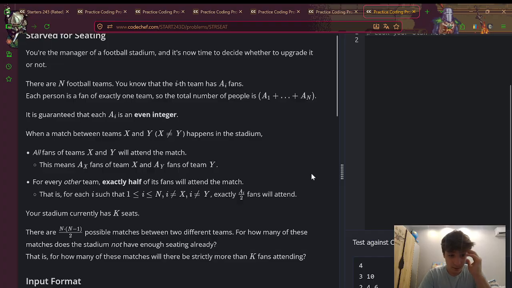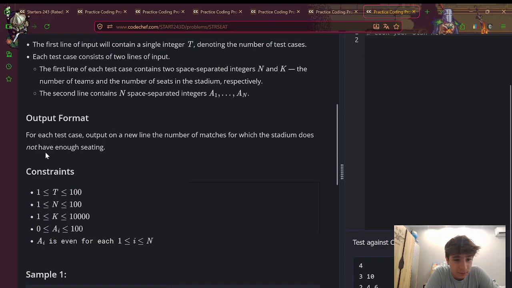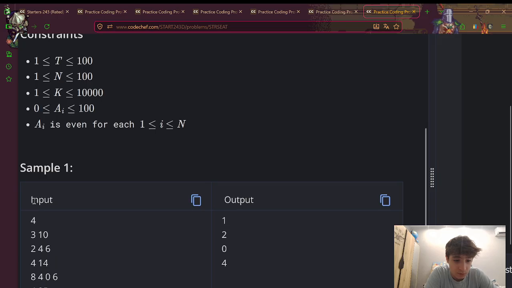Okay, I'm sorry. Your stadium currently has K seats. There are possible matches between two different teams. For how many of these matches does the stadium not have enough seating? For each test case output on a new line the number of matches for which the stadium does not have enough seating. Test case: N, K, A_i. A_i is even for each. So here's the test case. And what the hell is that, man?